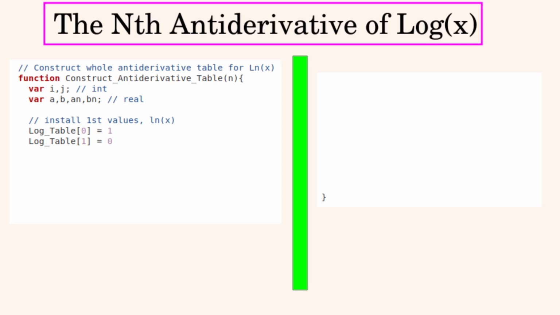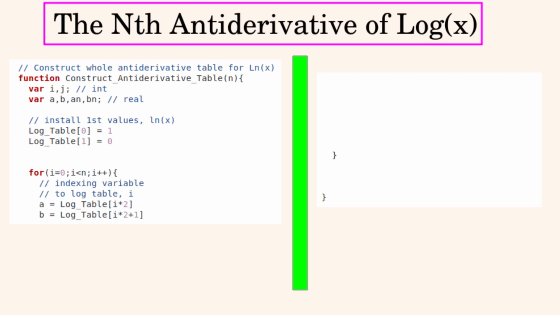So now to construct the computer program to find all of these constants, which can be used to construct all of the next n antiderivatives of log x. We'll store all of these values in an array called log table, and we'll store them as numbers next to each other in the same array. We'll store the initial constants here, which represent log x.